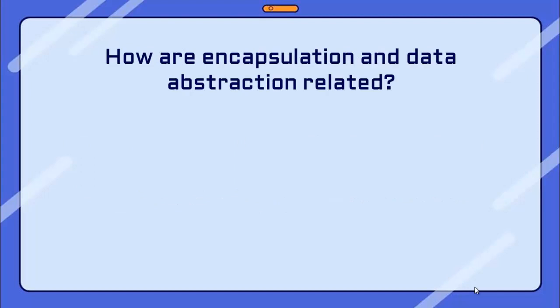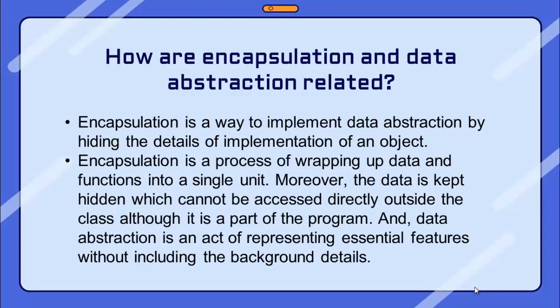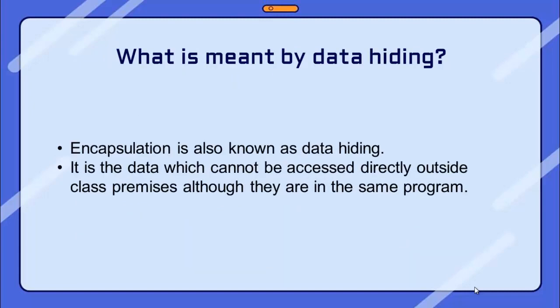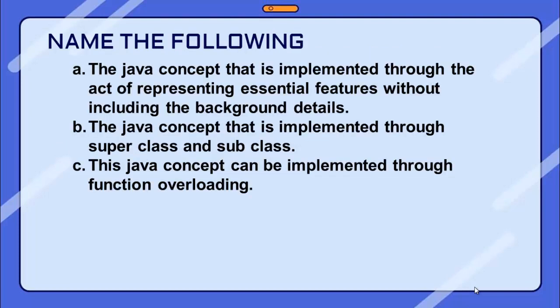How are encapsulation and data abstraction related? Encapsulation means wrapping up of data and functions into a single unit called a class. That is the definition of encapsulation. Moreover, the data is kept hidden, which cannot be accessed directly outside the class, although it is a part of the program. And data abstraction is the act of representing essential features without including the background details. What is meant by data hiding? Encapsulation is also known as data hiding. It is the data which cannot be accessed directly outside the class premises, although it is in the same program.